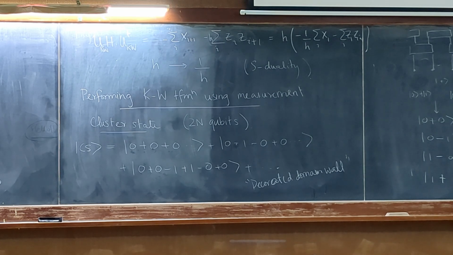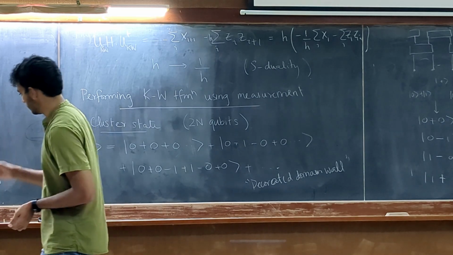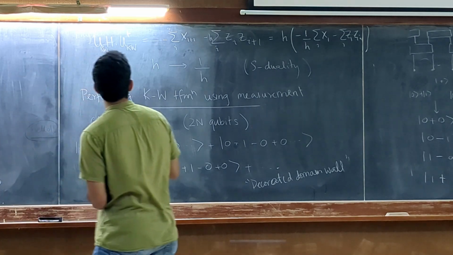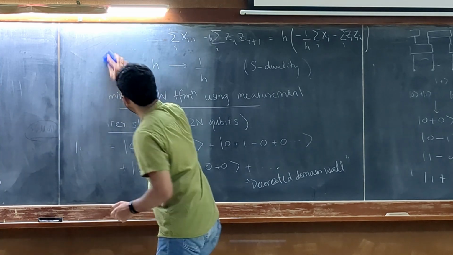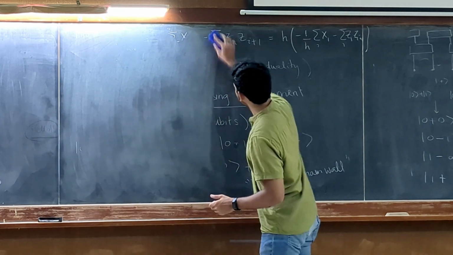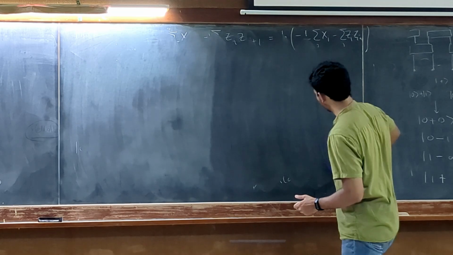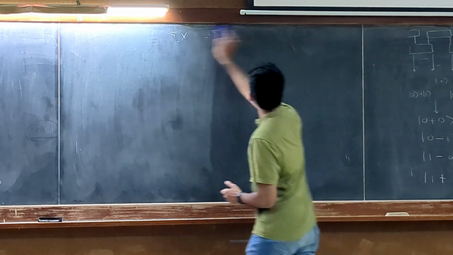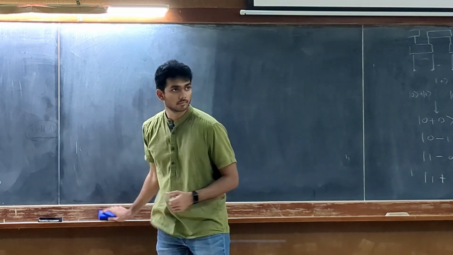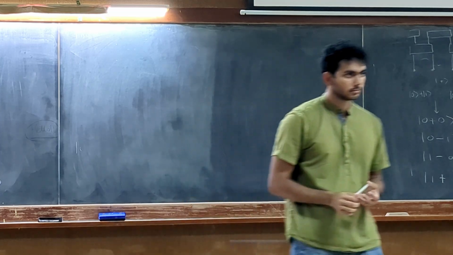Okay? And we know that if this is a plus state, we project to the case where this is a plus state. This is a minus, we project to the case where this is a minus, and so on. We are left with two possibilities. So we are basically mapping our input state to one cluster state.